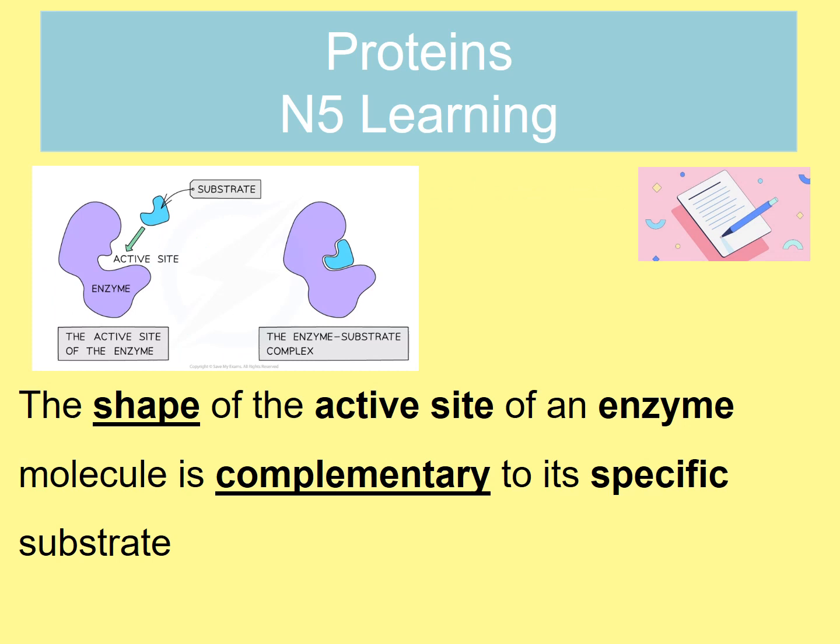The active site has a very particular shape. We talk about it being specific. So when a protein is being formed that's going to make an enzyme, the folding of it has to be in a particular way that the active site has a very specific shape. So the shape of the active site of an enzyme molecule is what we call complementary to the shape of its specific substrate.